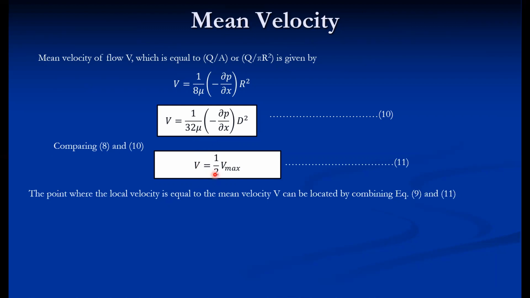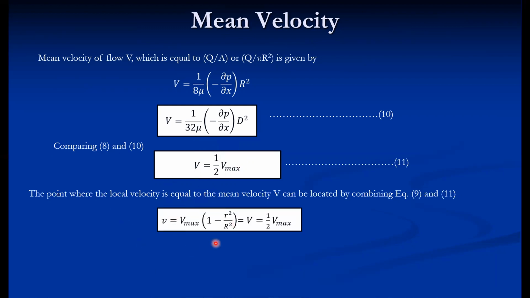So we have an expression of small v in terms of V max, and an expression of mean V. So this is the expression of local velocity in terms of V max. This is the expression of mean velocity in terms of V max. So in order to calculate where that mean velocity arises, we equate local velocity and mean velocity. And after simplifying, we'll get r is equal to 0.707 R.